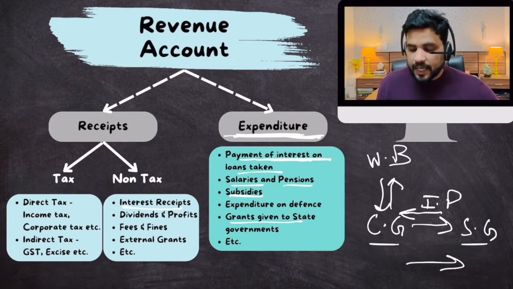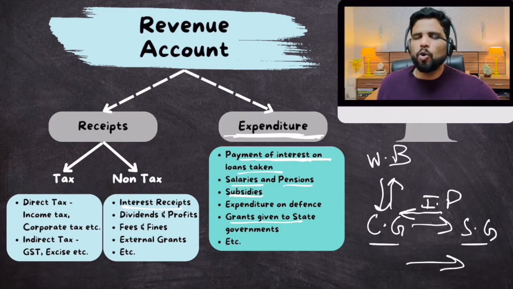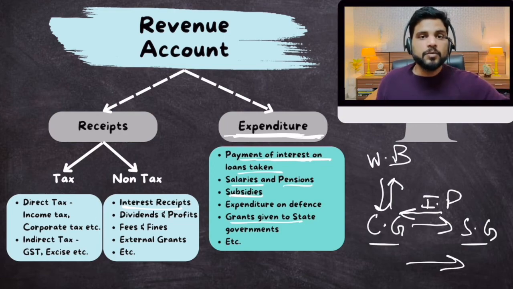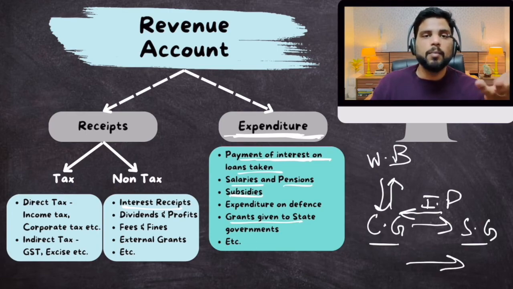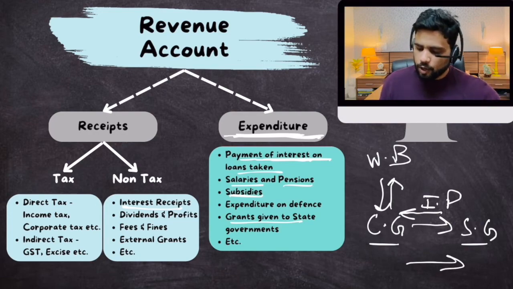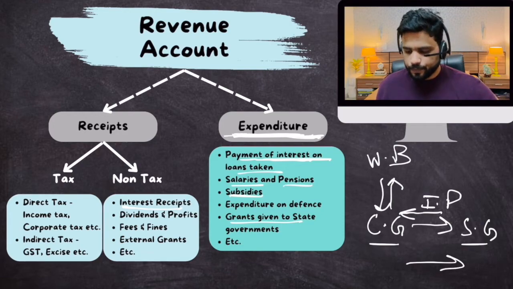Sometimes the central government gives grants to state governments to build roads, hospitals, and so on. COVID grants, for example; the central government is not expecting them back. Sometimes the central government gives grants to developing countries like Bangladesh, Nepal, Bhutan, and others. Remember, grants, not loans, are part of revenue expenditure.